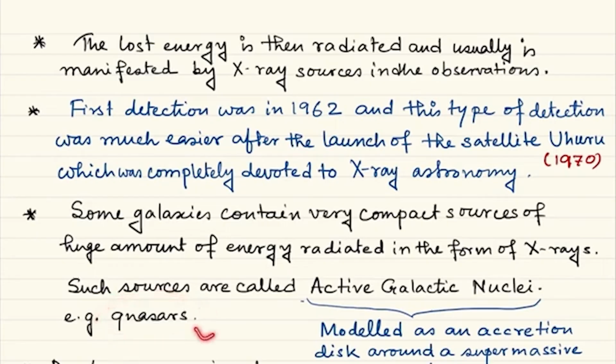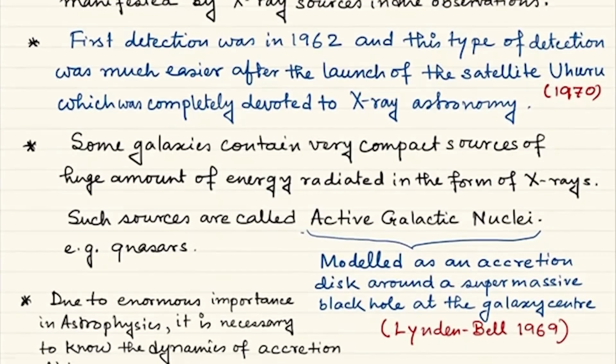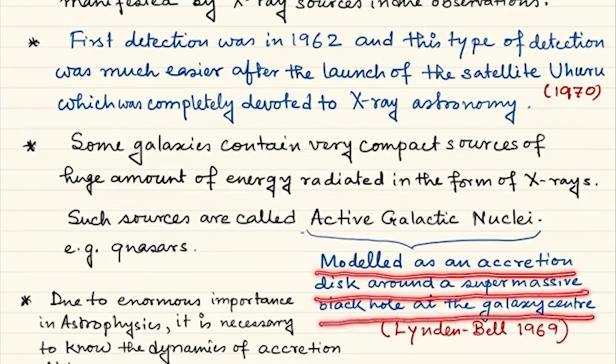You can search over the internet to know what quasars are. So what is an active galactic nucleus? It is nothing but a very localized part of a galaxy which produces an enormous amount of energy, and the wavelength is almost always in the X-ray domain. So an active galactic nucleus is modeled as an accretion disk around a supermassive black hole at the galaxy center.